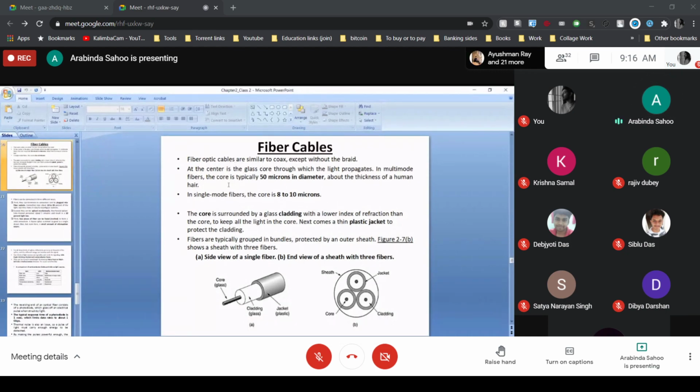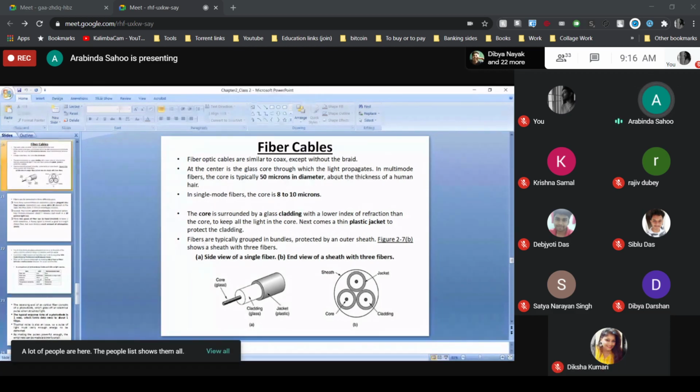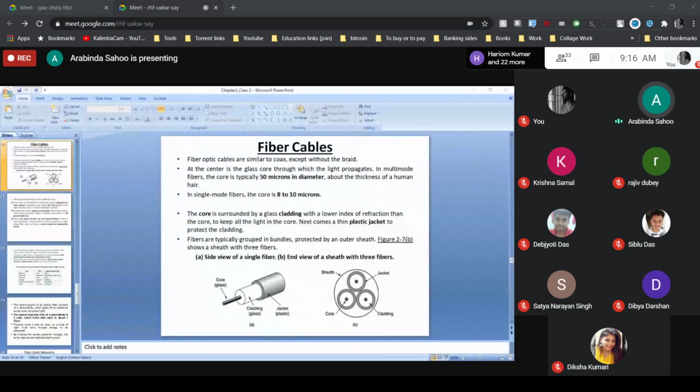At the center is the glass core through which the light propagates whenever you want to transmit any signal from one end, that is from your transmitter to receiver. It is normally propagated through this core, which is made from glass.